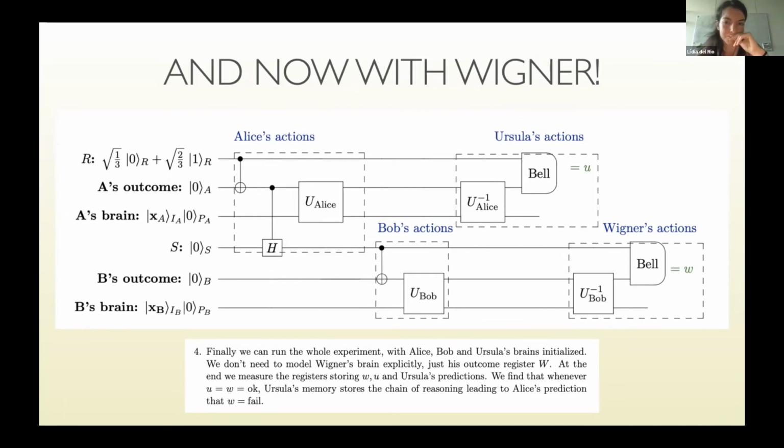So for example, if we were to model Ursula's actions all unitarily with her brain as well, then you'd see that at the end, there's a physical register that can be measured at the end, which is correlated with everything that happened before, and which really encodes the fact that Ursula knows that Bob predicted this, that Alice had predicted that Wigner would get fail.